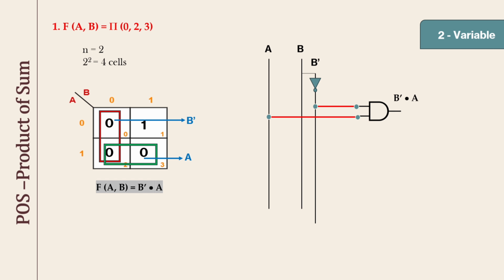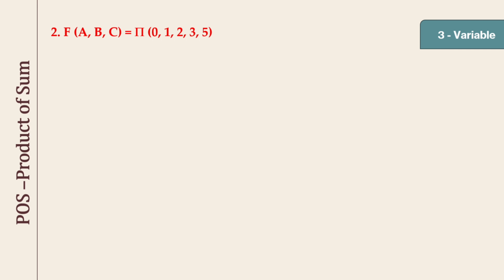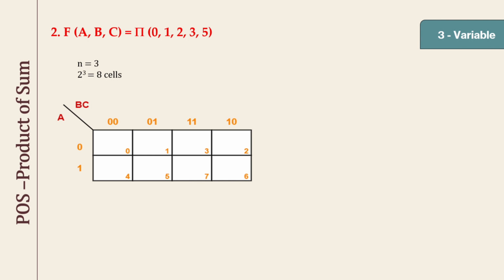So let's move on to the 3 variable K-map POS problem. Here we have the problem statement f of a, b, c equals pi of 0, 1, 2, 3, 5. Here we have 3 variables, so n is equal to 3. As per the formula, 2 power 3 is equal to 8. So we need 8 cells in the K-map. Now we have the 8 cell K-map. Here A is considered as row and BC are considered as columns.